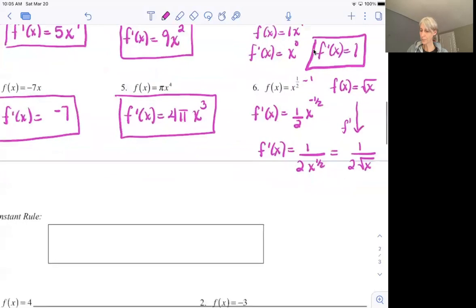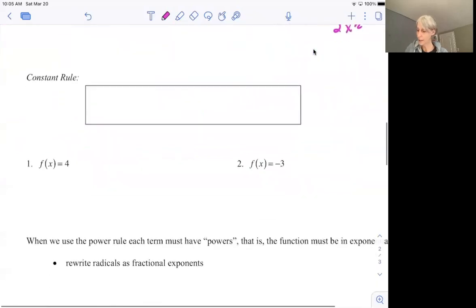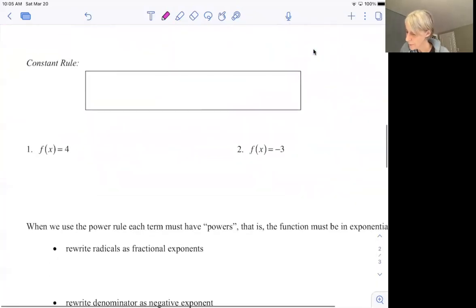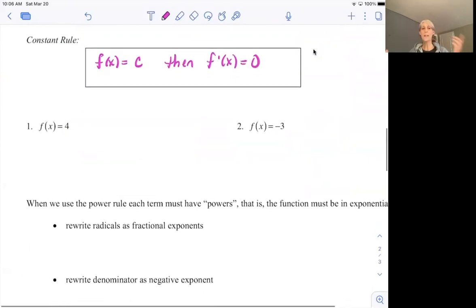Okay. Now let's talk a little bit about the constant rule. Our constant rule is if f of x equals c, then f prime of x just equals 0. Let's talk about why this happens.